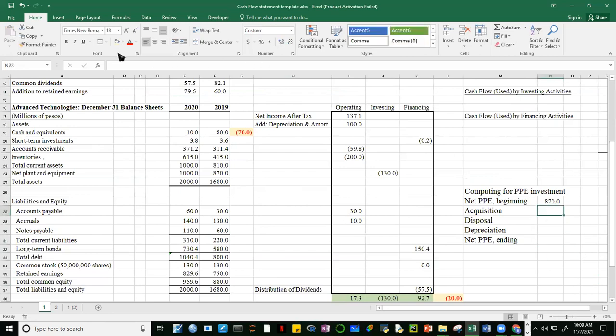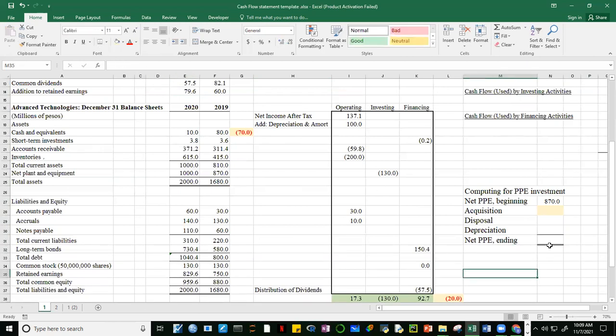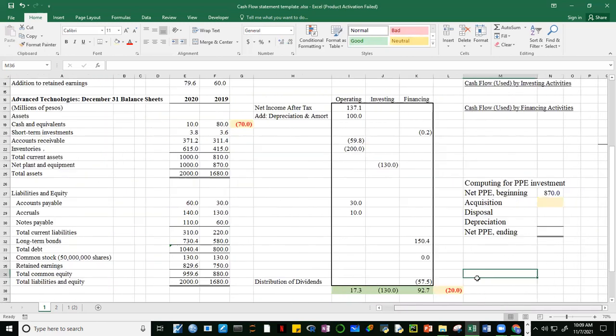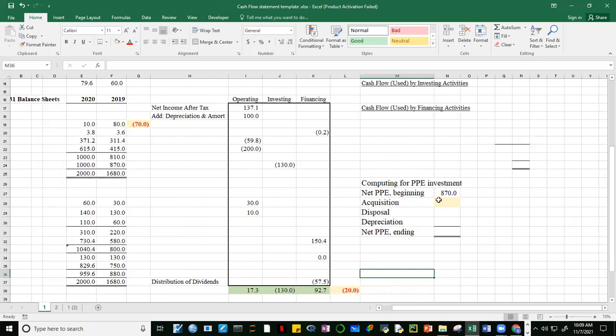Oops, I missed this. Let's fill that up. Okay, this is what we want to solve. We don't know what the real acquisition is. What we reflected here is 130, a difference of your net PPE: 870 minus 1,000. But we said that does not really reflect how much was invested, because what's given here is a net PPE.